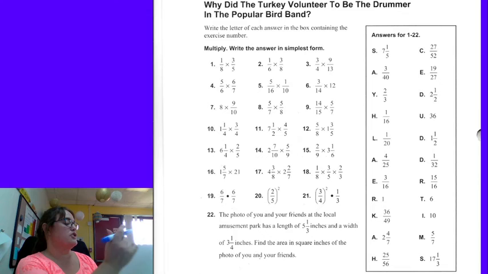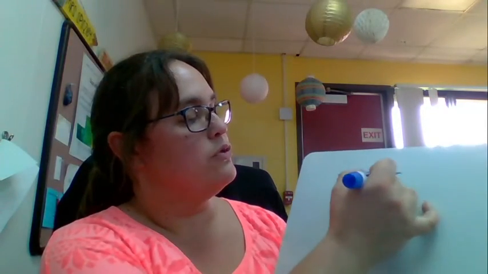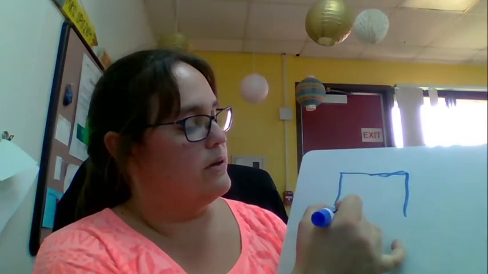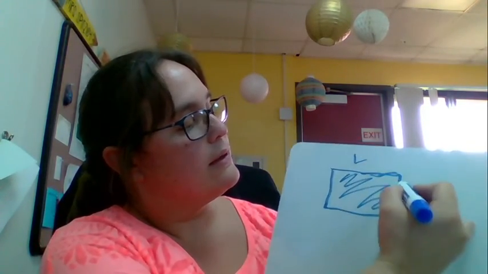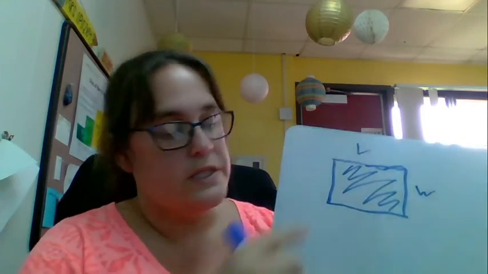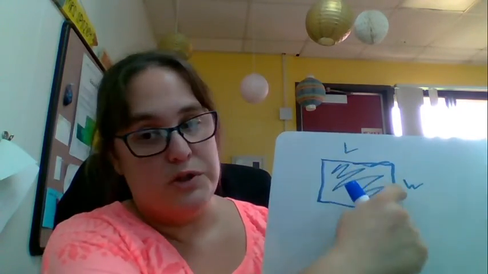Well, when in doubt, sketch it out. So we know that it is a picture, right? So I'm going to sketch that out. You guys know how good I am with that, right? So we got a picture here. And area is the inside space in here. And to find area, you multiply the length times the width. So we need to multiply those two measurements.